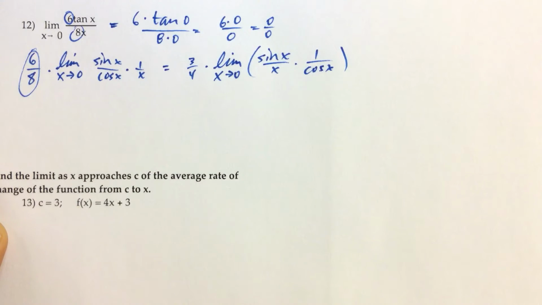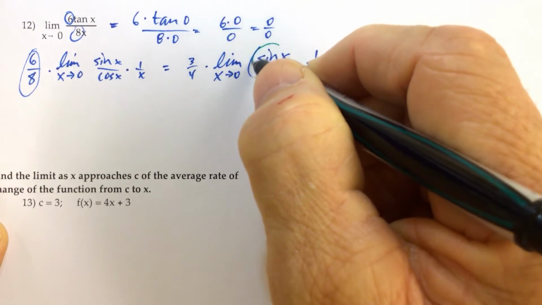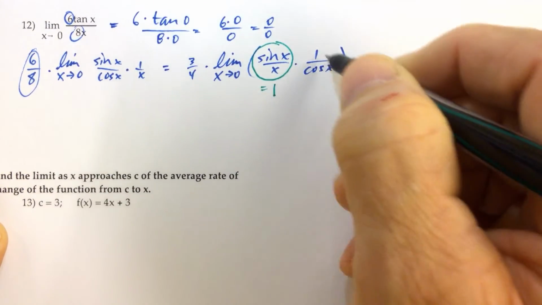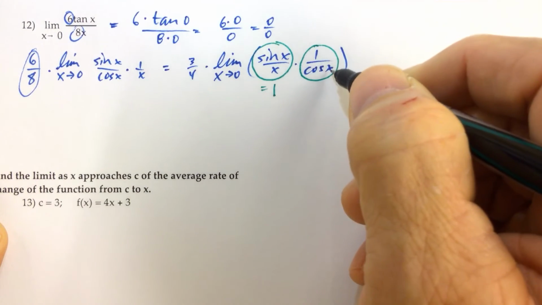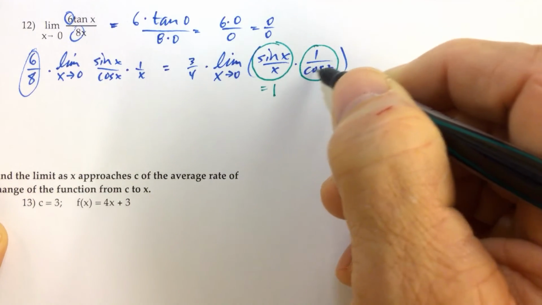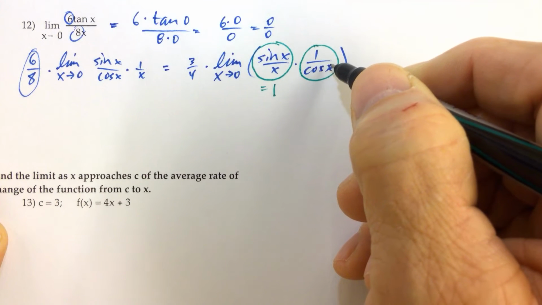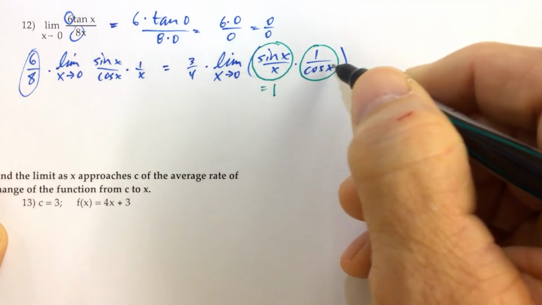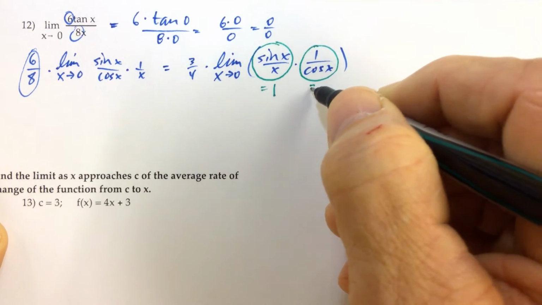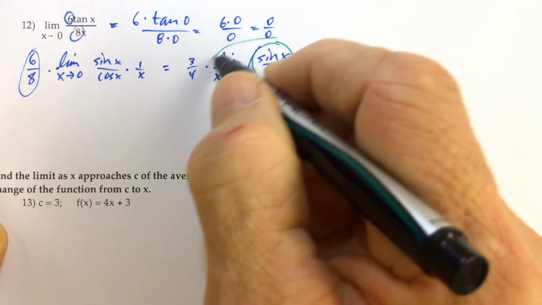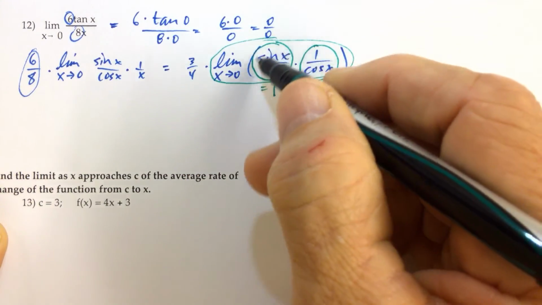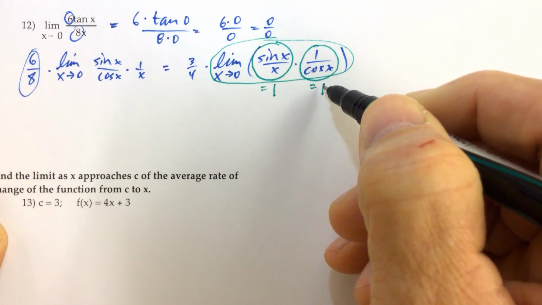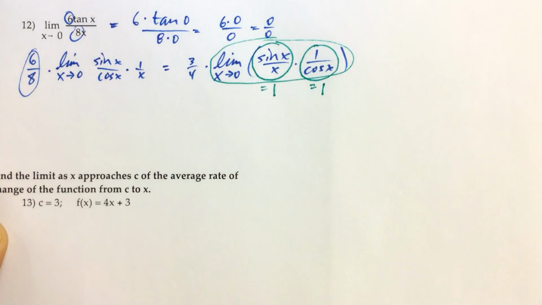And from the last video, you might remember that the limit as x approaches 0 of sine of x over x is 1. And then when we replace x with 0 in 1 over cosine of x, we get 1 over cosine of 0, and the cosine of 0 is also 1. So this part of the function goes to 1. This part of the function also goes to 1. So therefore, this whole limit is just 1.